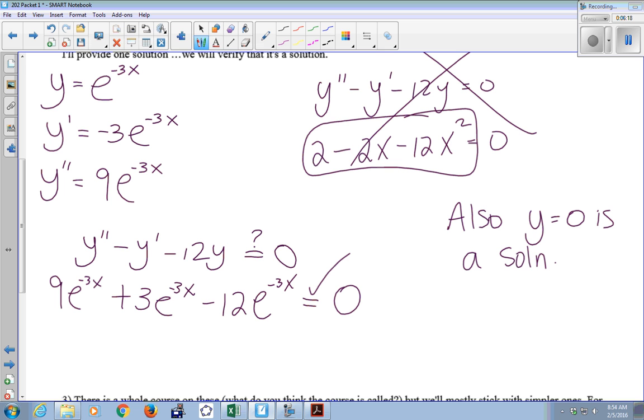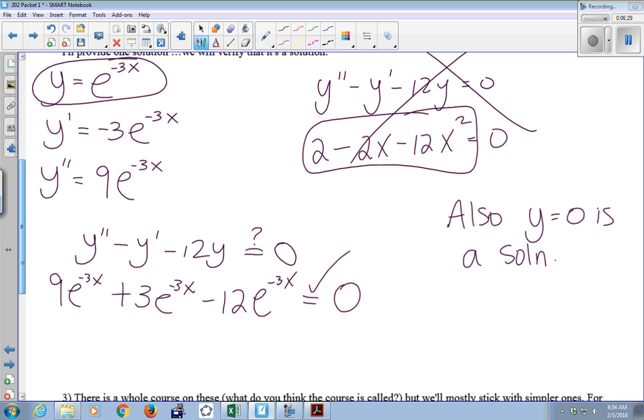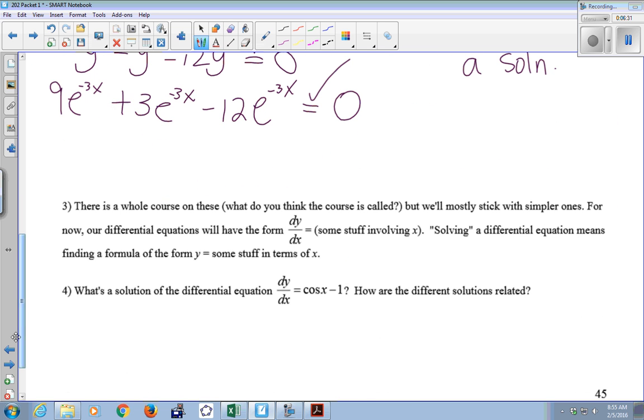Good. So this is our solution, y equals e to the negative 3x. And we just showed that it is. So there's a whole course on these. What do you think the course is called? Differential equations, good. But we're mostly going to stick to simpler differential equations. For now, our differential equations are all going to have the form dy dx equals some stuff involving x.